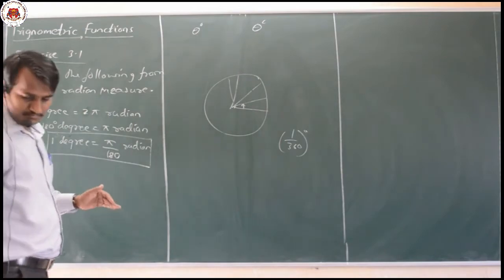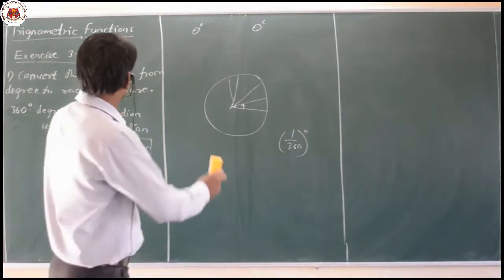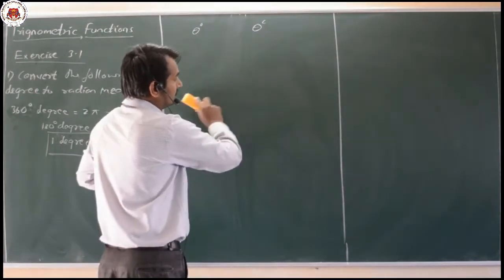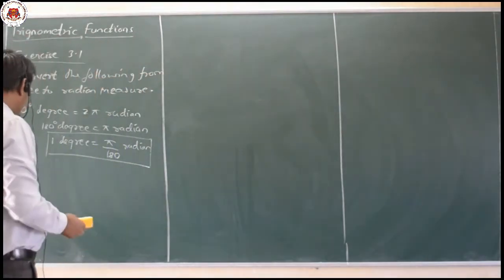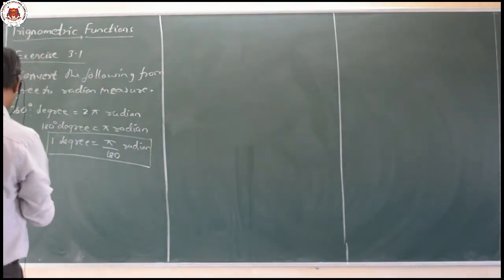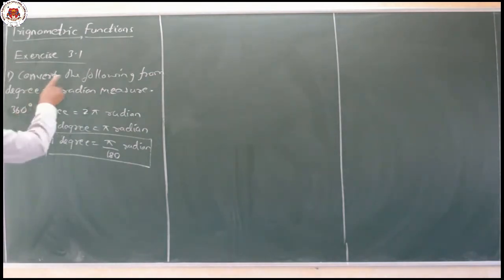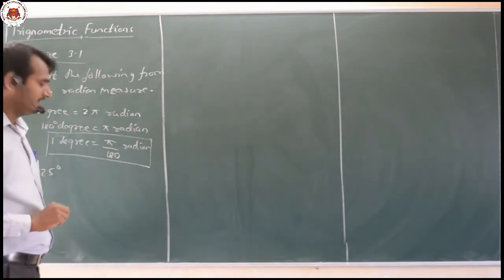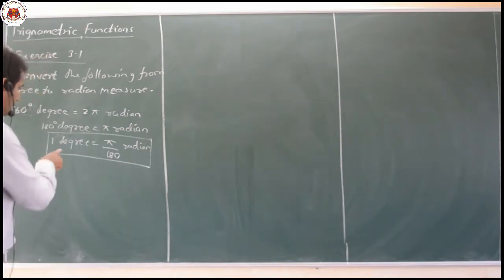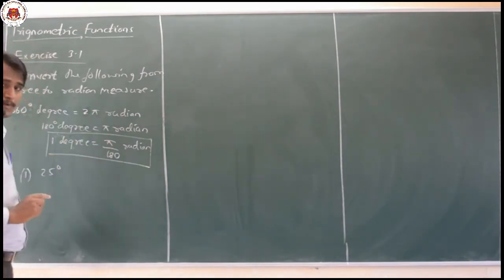Now we shall start with the problems related to exercise number 3.1. A very simple problem to start. The first question is: convert the following from degree to radian measure. The first one is 25 degrees. How to convert? 1 degree is equal to pi divided by 180 radian.